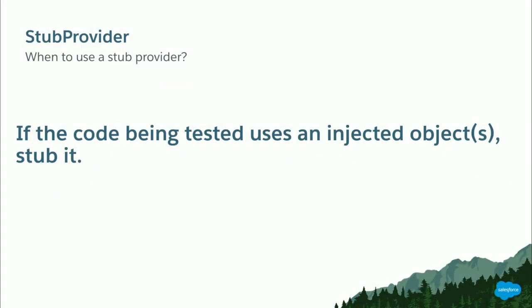This is the golden rule for stubs. If the code being tested uses an injected object, it is not only a candidate for that injected object being stubbed, but you should stub it. Okay? That's the way you write bulletproof unit tests. And it's actually technically the only way to write a unit test on Salesforce. Everything else is technically an integration test. Okay?